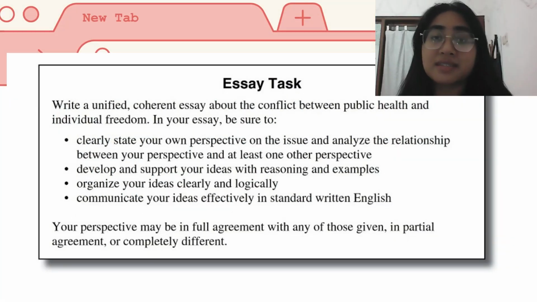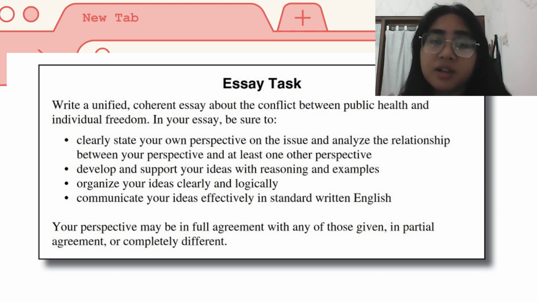So here is the task for them. The students have to write a unified, coherent essay about the conflict between public health and individual freedom. In their essay, they have to be sure that they clearly state their own perspective on the issue and analyze the relationship between their perspective and at least one other perspective.